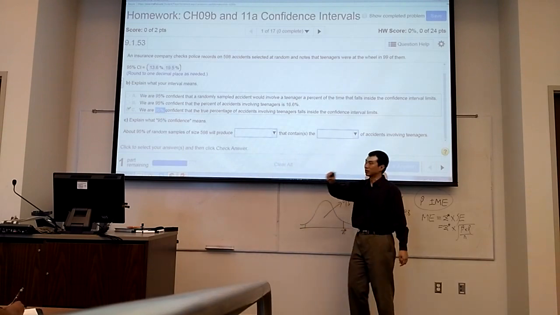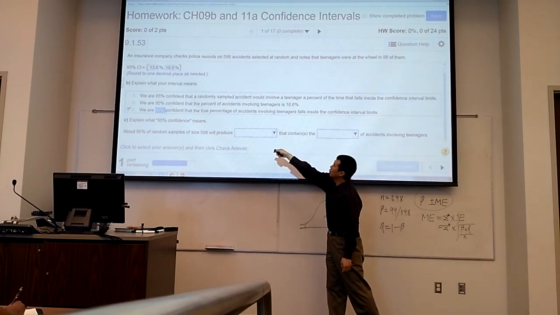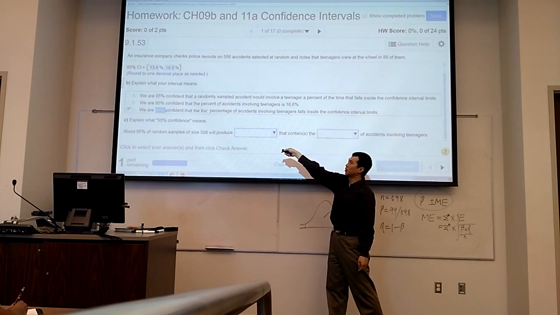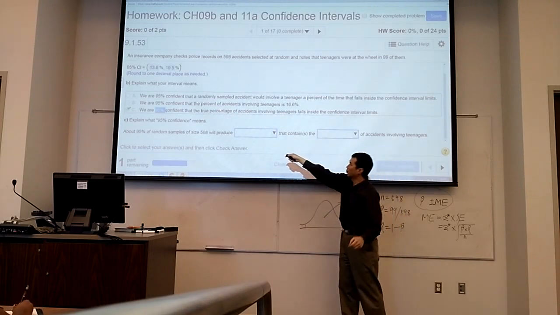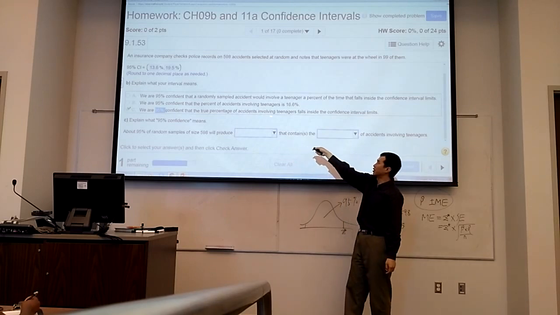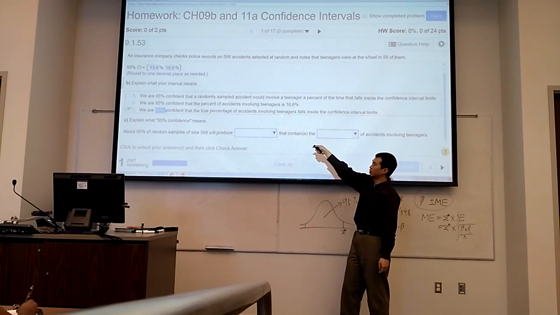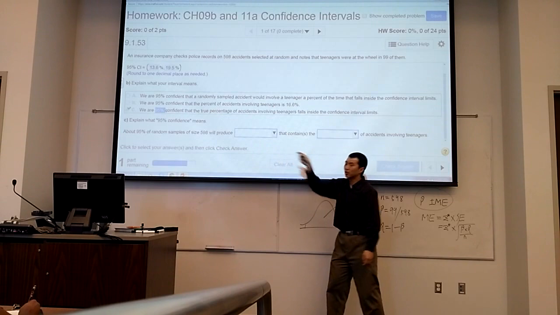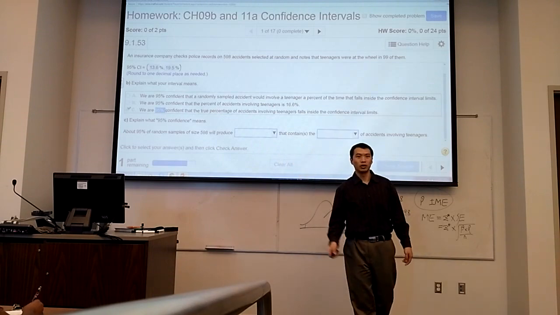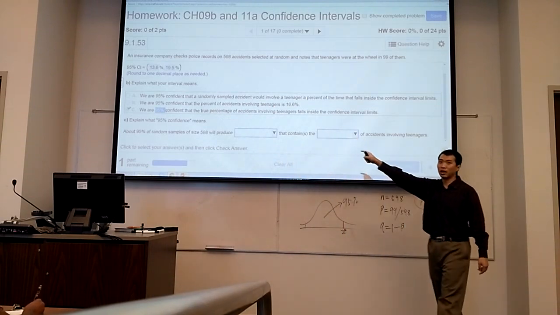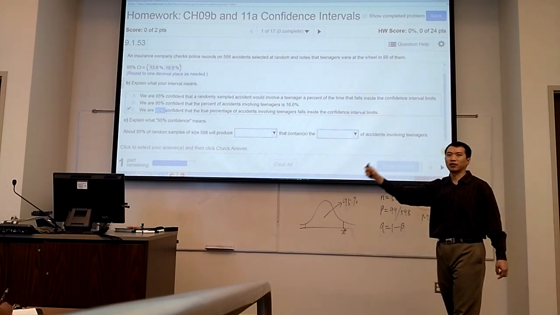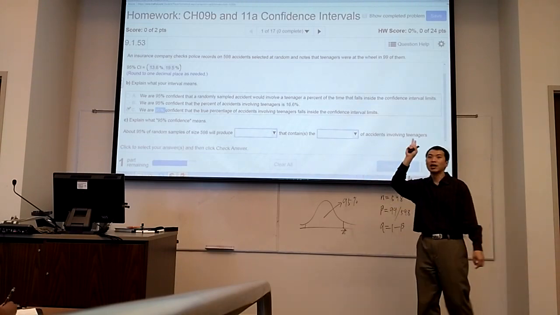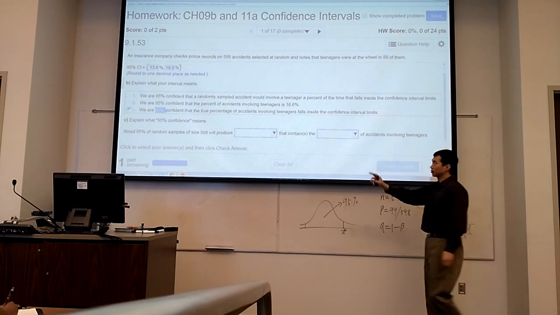The second element, the true population parameter. In this case, the population parameter we want to study is the percentage of accidents involving the teenagers. So this is your true population parameter. You have to mention that, because that is the population parameter you want to estimate using the confidence interval. This is the second element you have to mention.